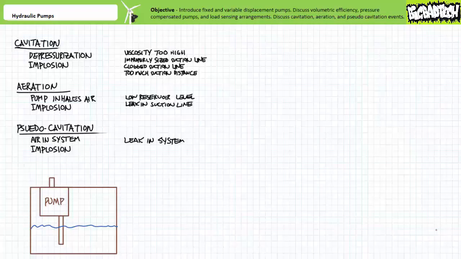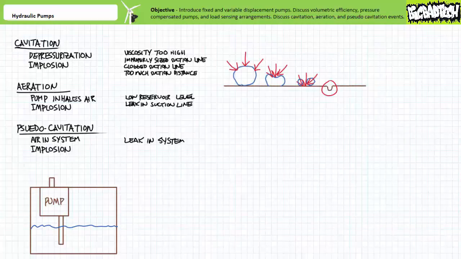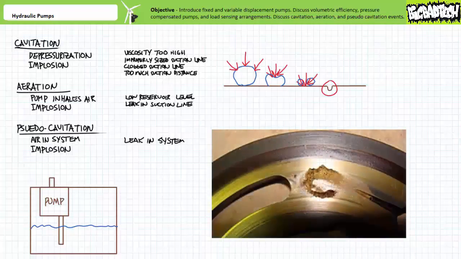Additionally, when rapidly depressurized, any gas dissolved in the liquid can come out of solution and form bubbles. When the liquid in vapor phase is rapidly repressurized, the bubbles rapidly collapse, forming shock waves, noise, high temperatures, and high-pressure jets of fluid that can pit and abrade metal surfaces. Here's a picture of cavitation effects on a piston pump valve plate.